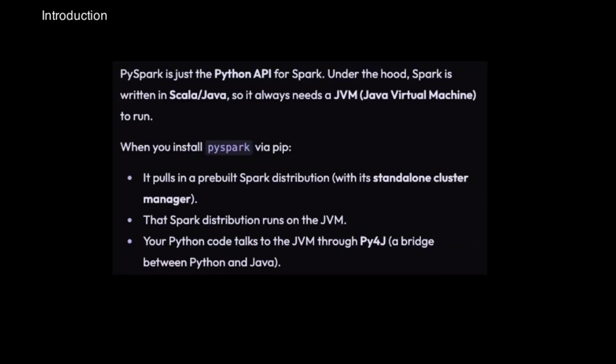Let's say something about PySpark. It is the Python API for Spark. Under the hood it is written in Scala or Java, so it always needs a JVM. If you want to use it, you have to install the JVM. Your Python code talks to the JVM through Py4J. That's a bridge between Python and Java.